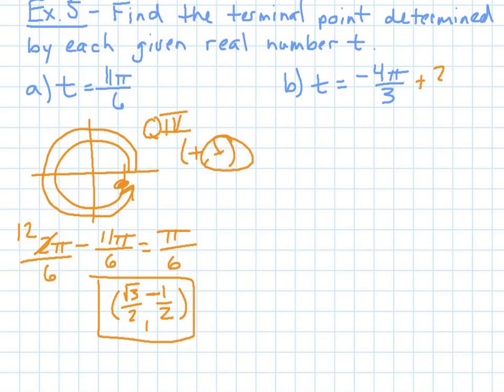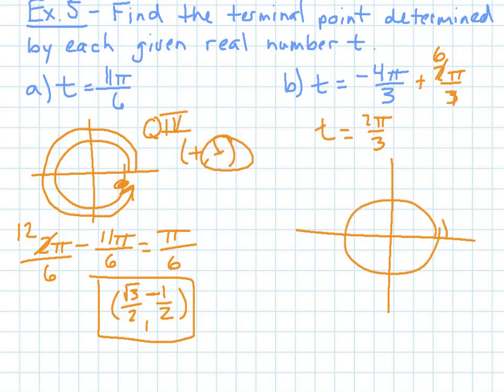Same thing here. Just like the negative 2 pi, I need to change this first. So I'm going to add 2 pi to it. So that makes it 6 pi over 3. That gives me 2 pi over 3. That's a coterminal angle, or coterminal radian measurement.